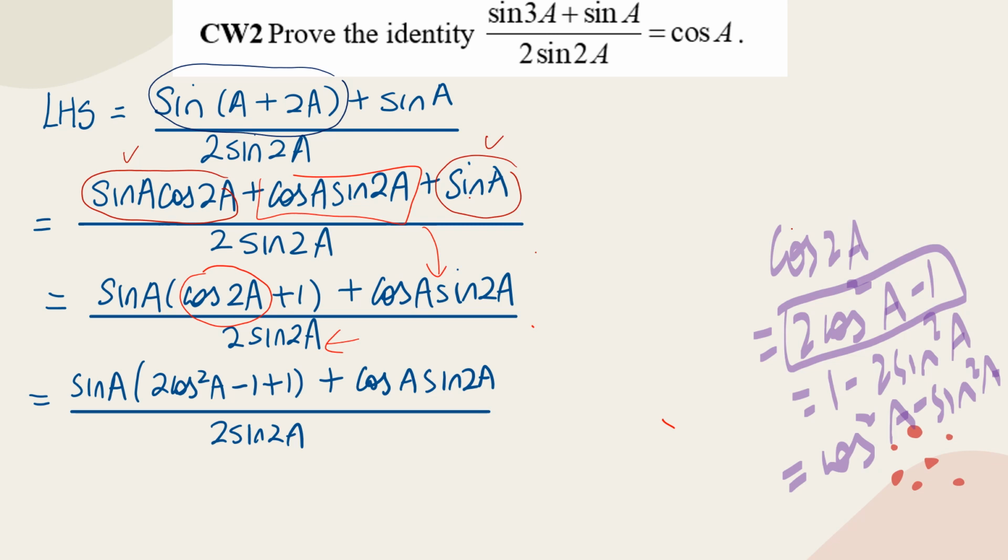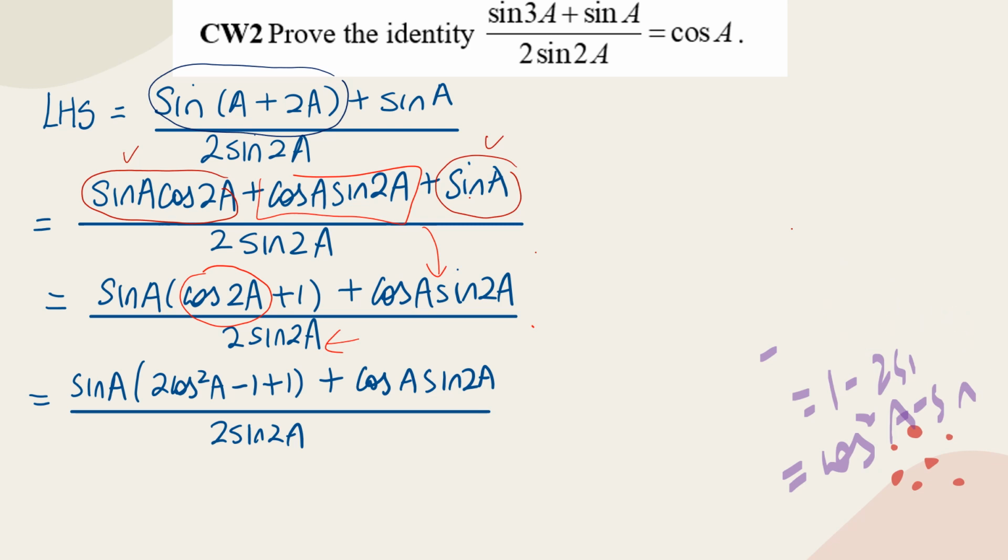So this is the kind of aim that you should try to achieve. When you do proving, you should always try to simplify things rather than complicate things. That means if you're given two terms, try to reduce it to one term. Given three terms, try to reduce it to two terms or one term. So what's the next step we do?